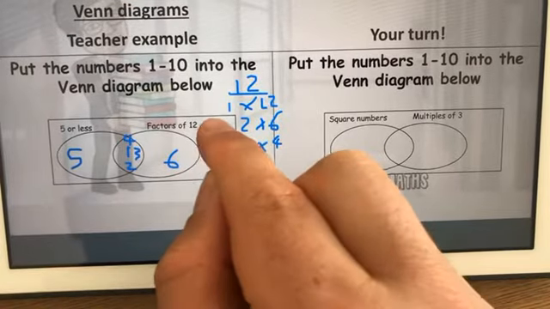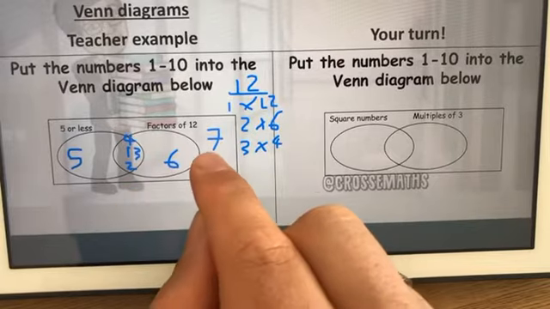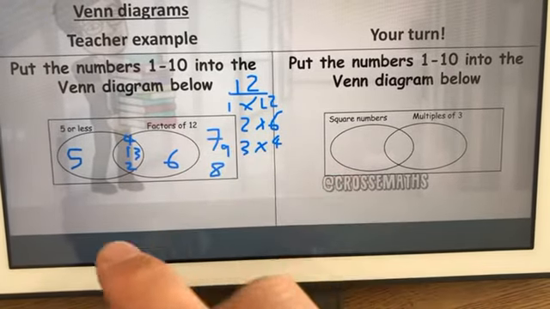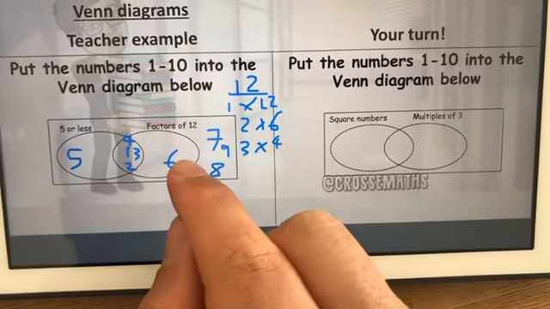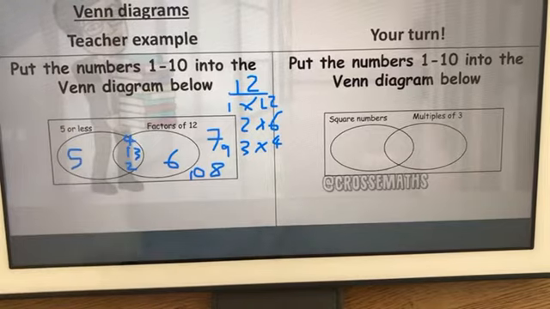7 is nothing, it's neither of them, so it's going to go on the outside. 8 is neither, so it'll go on the outside as well. 9 is neither, and 10 is also neither. Okay, so that's how your Venn diagram would look for those two circles.